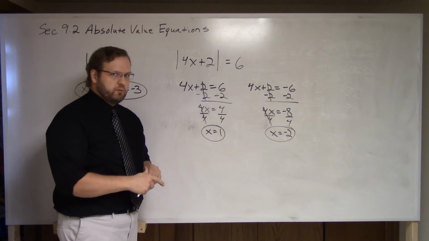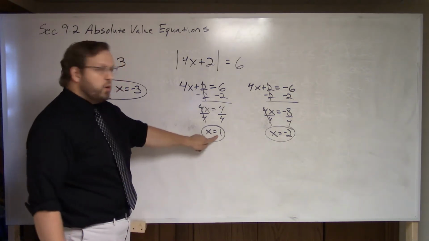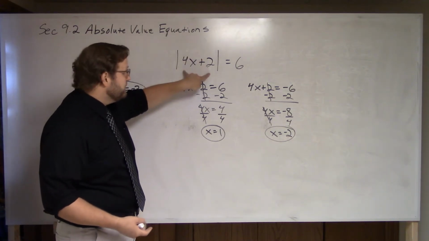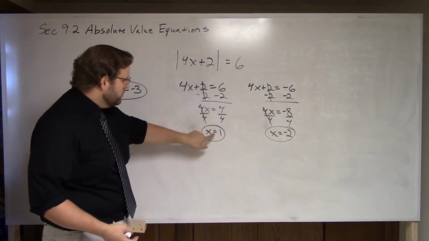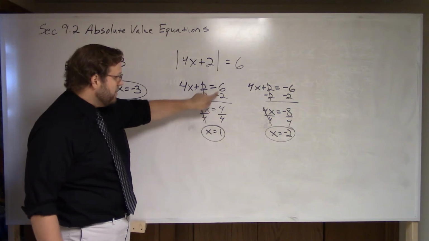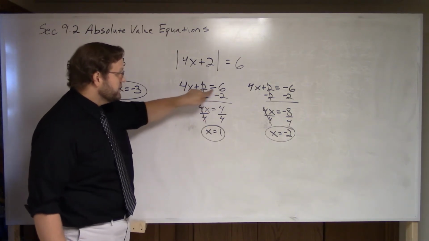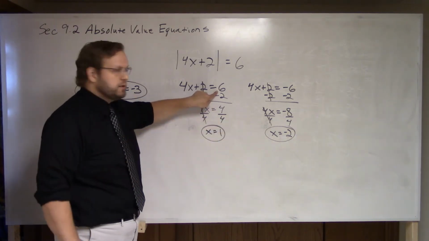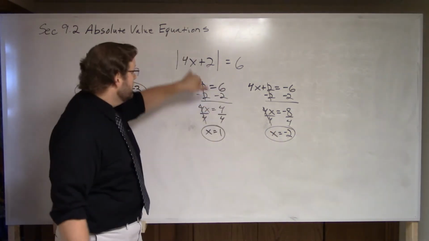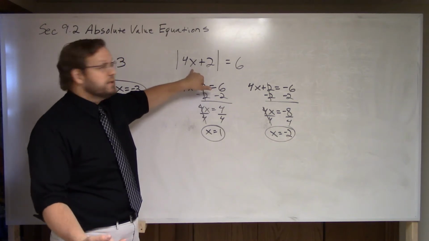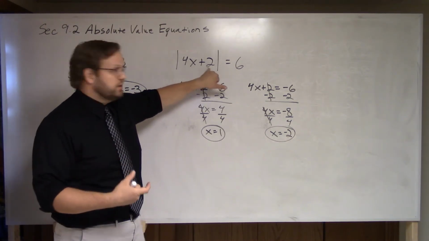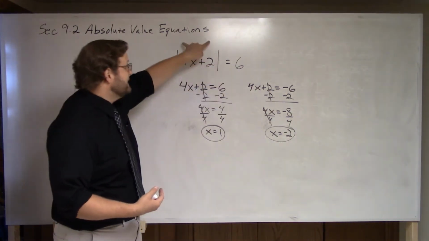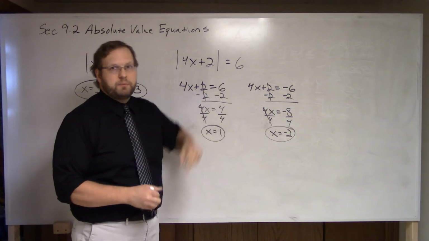Now, you don't always have to check these, but I want to check this just so we can really see what's going on. Okay? If I plug a 1 in, 4 times 1 is 4, 4 plus 2 is 6, absolute value of 6 is 6. Now, look at where this came from. I found a 1 when this expression equals a 6, because then the absolute value of that 6 will give me the 6. If I go over here and I have a negative 2, 4 times negative 2 is negative 8. Negative 8 plus 2 is a negative 6. That's what I was looking for. Because when I take the absolute value of the negative 6, I get the positive 6.